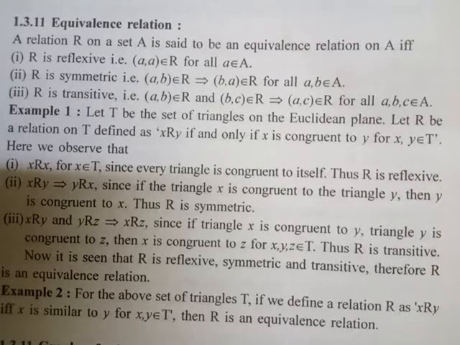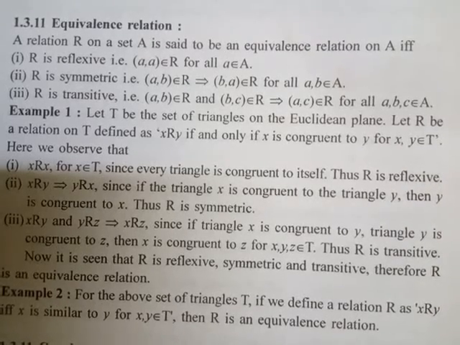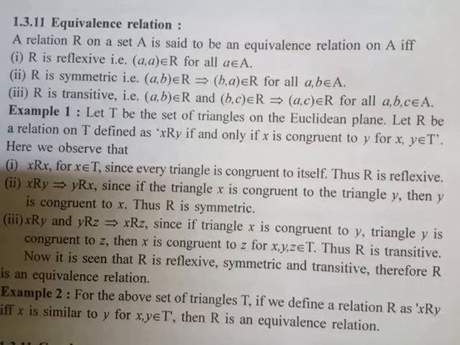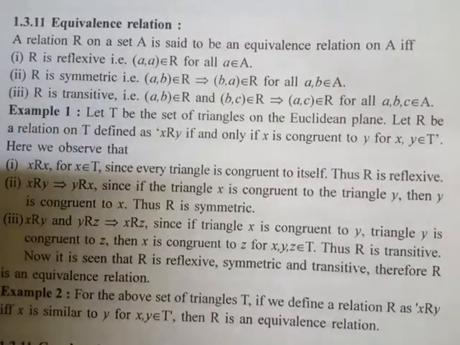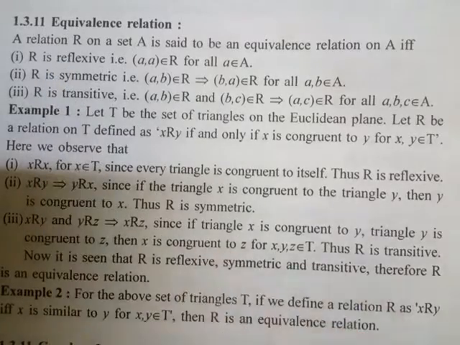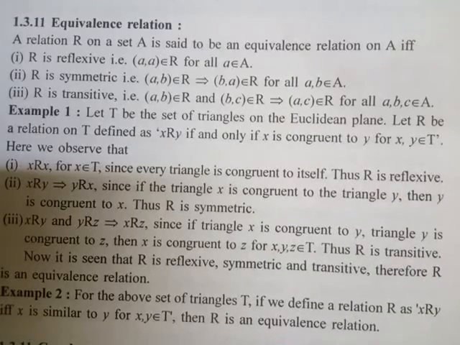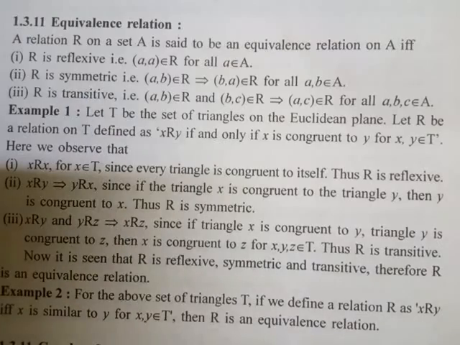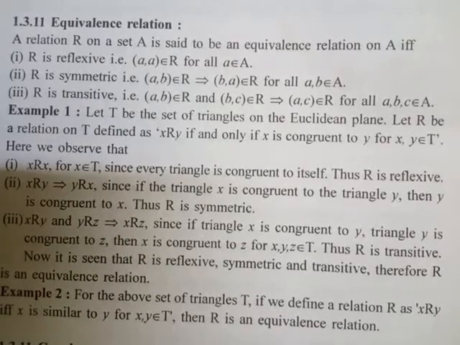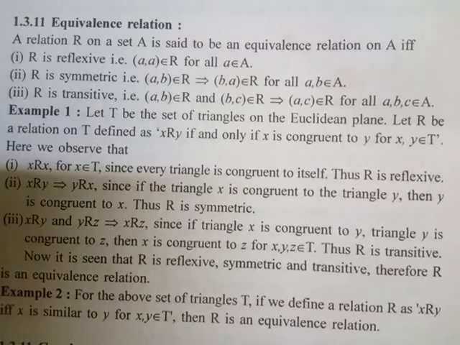I repeat again, for the equivalence relation, if questions come in terms of the equivalence relation, we need to satisfy three relations separately. First, the relation R is reflexive, then R is symmetric, then R is transitive. If in a particular question we can satisfy all three, reflexive, symmetric and transitive, then we can say that it is an equivalence relation. So now let's start the chapter, exercise 1.4.